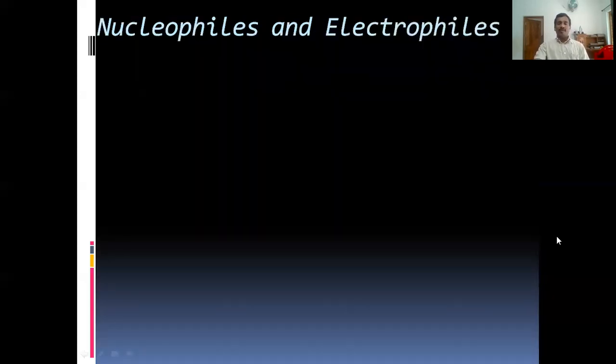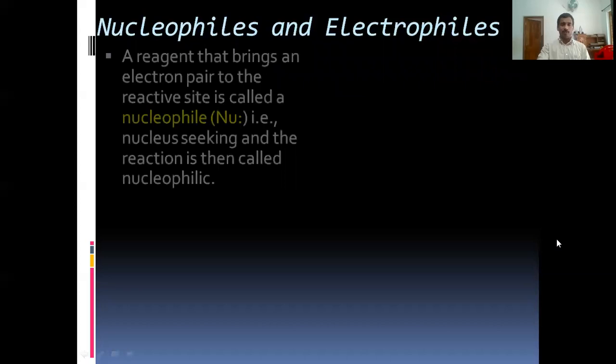Okay, now nucleophiles and electrophiles. The attacking reagents are named as nucleophiles and electrophiles. Nucleophiles means nucleus loving. Nucleus loving groups are negatively charged groups or electron rich groups. Electrons are always seeking the positive charge. Nucleus provides the positive charge. So nucleophiles means nucleus loving, means electron rich or negatively charged groups, that is nucleophiles.